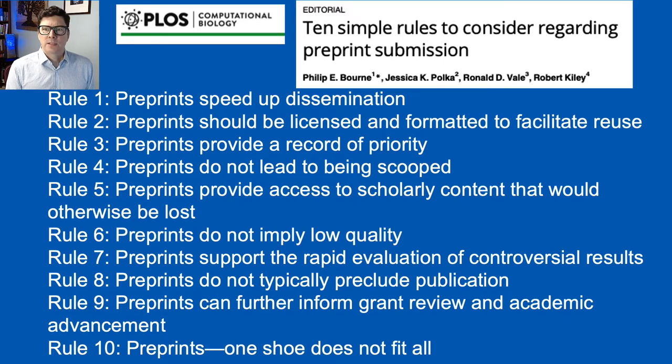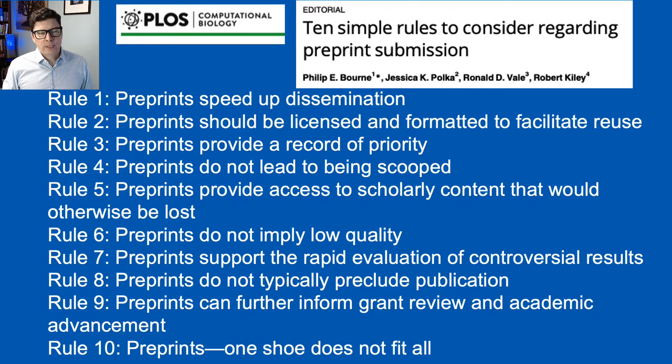They should be licensed in a format to facilitate reuse. In some of my other videos, I have talked about copyright issues. When you publish your article in the traditional model, you give up the copyright. If you're using a preprint, you retain the copyright and you license it with a Creative Commons license. Preprints provide a record of priority. Preprints do not lead to being scooped. Some authors might worry about that. If I release my results as a preprint before I've published it, can't some other researchers go and copy my experiments and publish before me? According to these authors, that is not likely to happen.